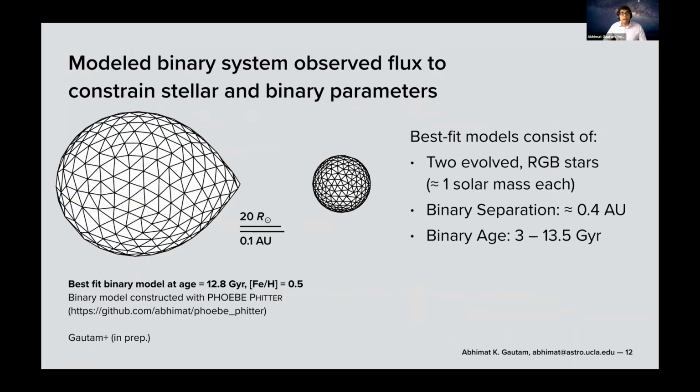So I built a software framework to model this binary system in order to observationally constrain the binary and stellar parameters. In our best fit models, we find that the models consist of 2 evolved red giant stars, each of about a solar mass, and the separation is about 0.4 AU. And with our photometry alone, we can't get a tight constraint on the age, but we find that it's likely between about 3 and 13.5 gigayears. So with that, this is the first old stellar binary system candidate at the galactic center.